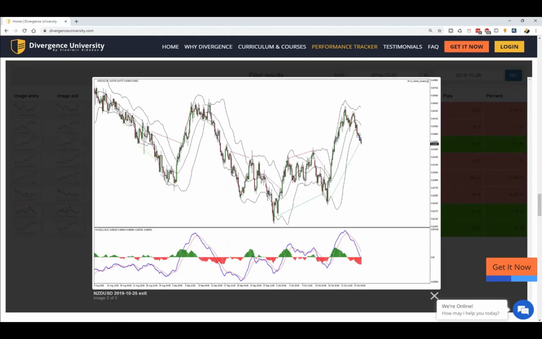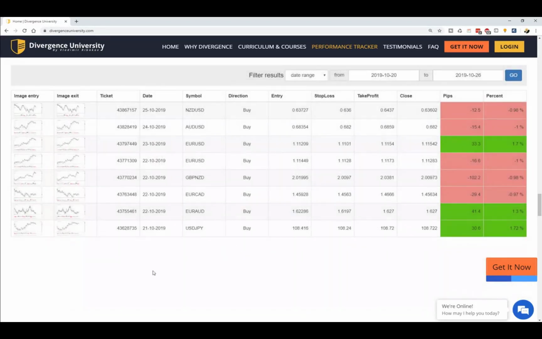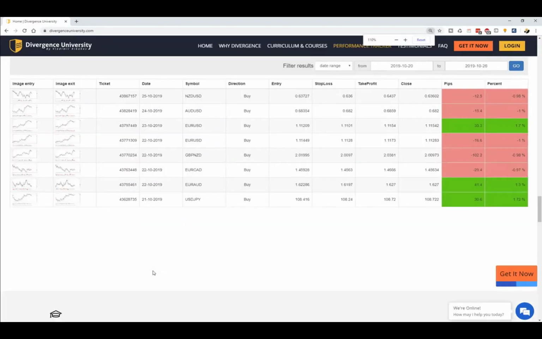Once again, I invite you to go ahead and check out the Divergence University. All these trades here are published for you to see how we traded, why we traded, and most of all, not just the numbers here, okay, but the screenshots. This is the most valuable part. Go back, you can see the whole performance history, it's right there.